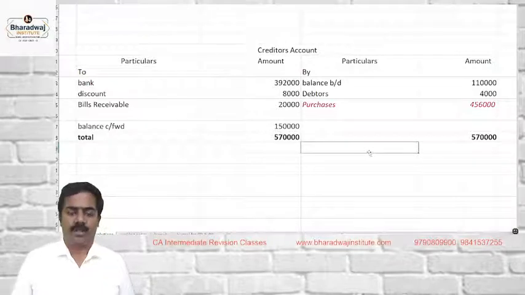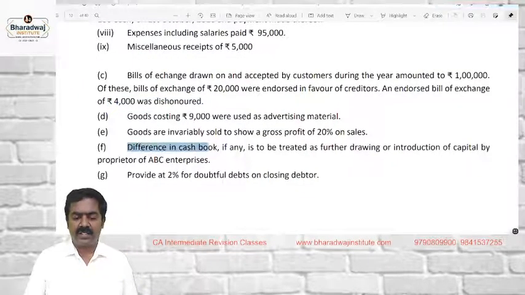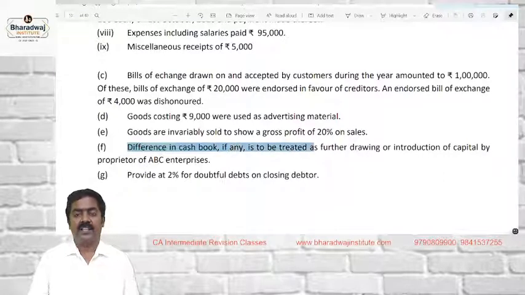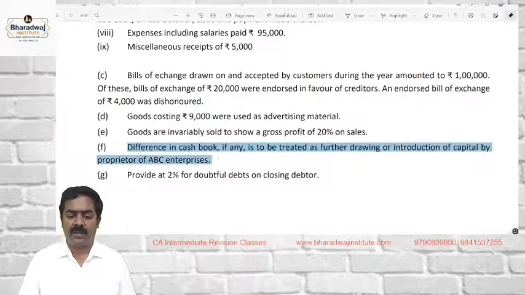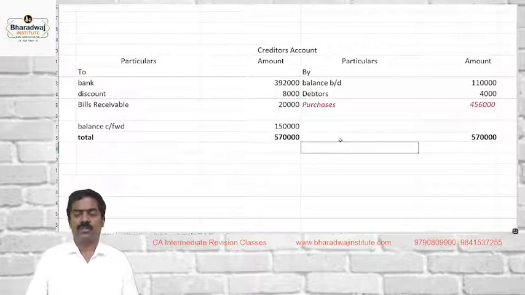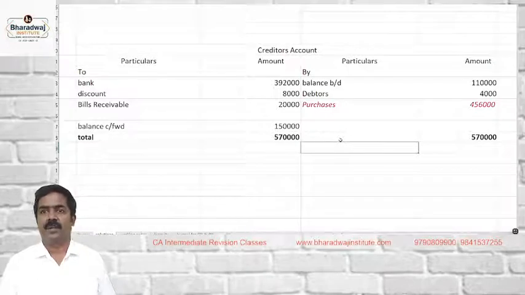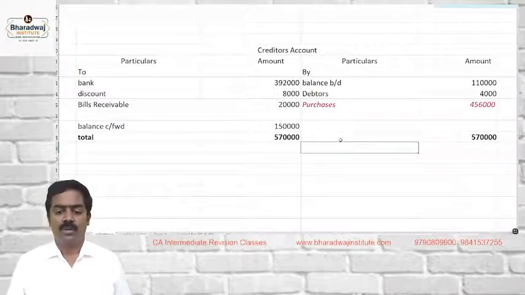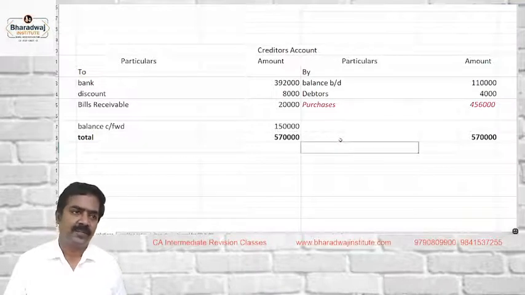And in the cash account, they clearly mentioned any difference in cash book. Can you take it as purchases? No, it should be taken as drawings or additional capital, like that they mentioned. Is there a cash purchase mentioned in the problem? No. So using this purchases as total purchases, we can work out which one?